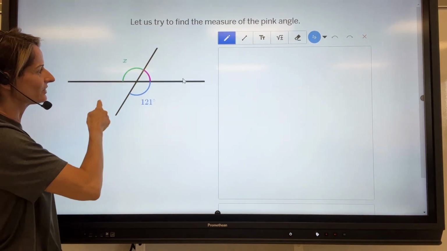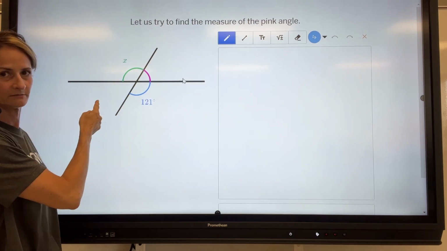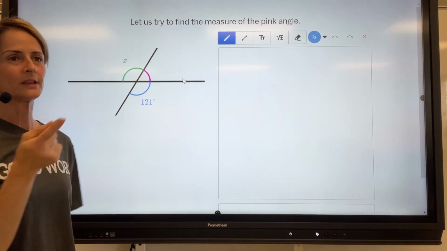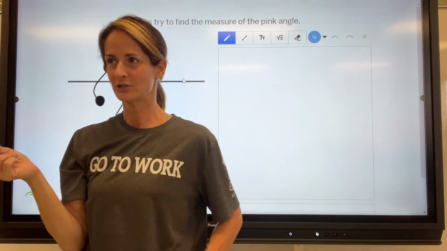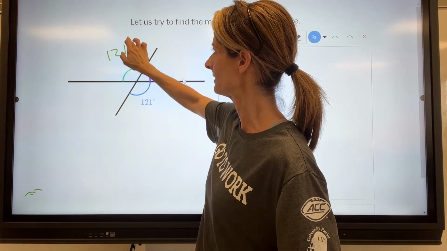These angles are also vertical angles. This pink angle and this angle over here that's not marked. Vertical angles are congruent. They're the same measure. So you'll find if this angle is 121, then this one is 121.